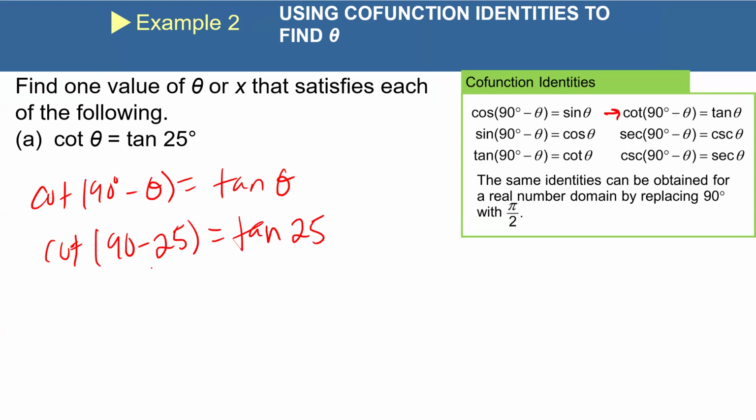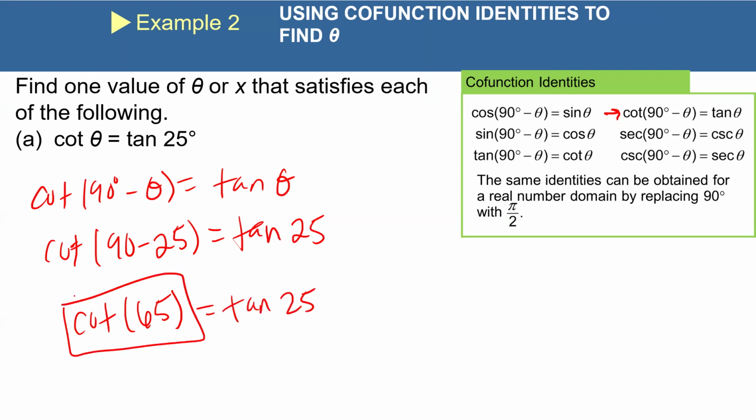Because in order for this to be a true statement, what would the cotangent have to be? 65. So the cotangent of 65 is going to equal the tan of 25. So remember I said they're going to be complementary angles for the most part? Because of that 90. So minus the 90.